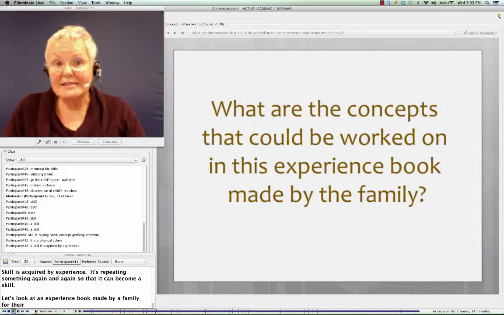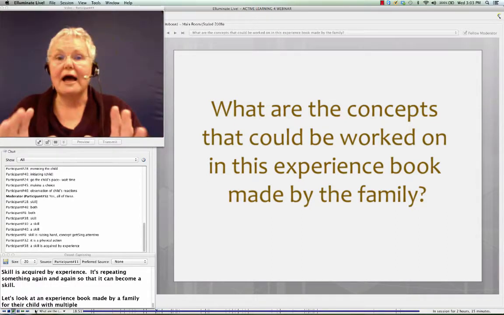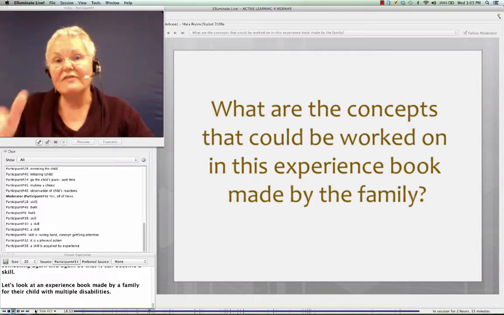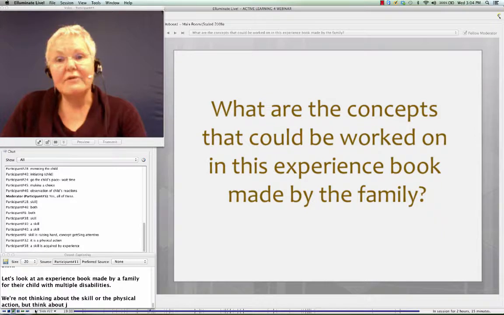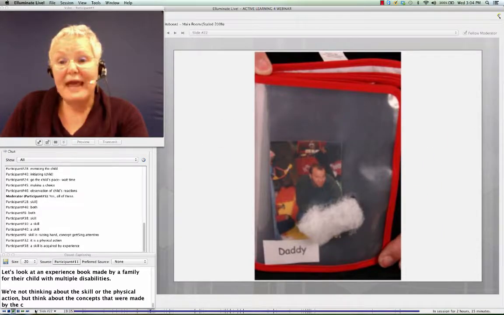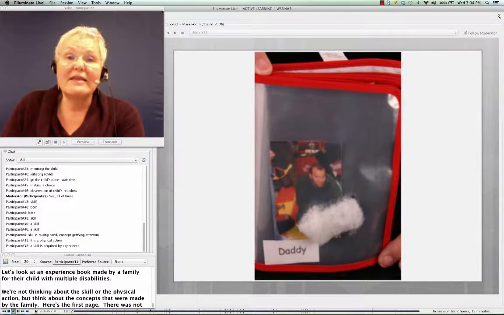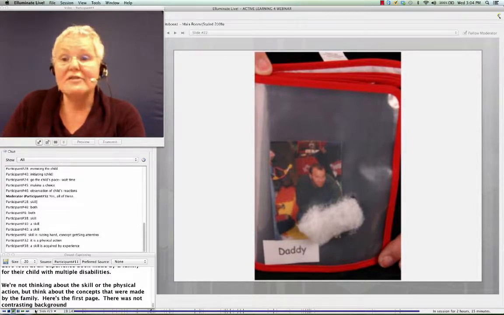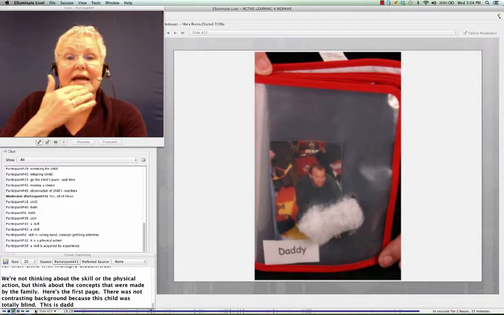What are the concepts? Now I want you to go back and think about the concepts or the ideas. It's not the individual skill, the physical action of the child, but what are the concepts that you might be working on in this experience that was made by the family? This is the first page, and for this, just so those of you are aware, there was no contrasting background because this child was totally blind. So this was Daddy, and on the front there's just some material that is kind of rough, like his beard.